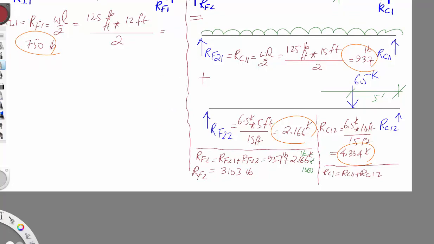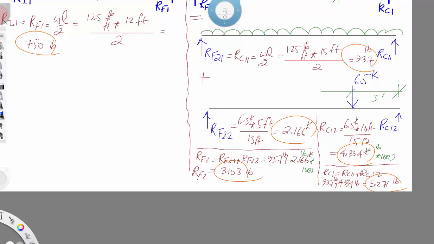So if you add up the numbers, now again you have 937 plus 4,334 pounds. Again, I converted this into pounds by multiplying it by 1,000. So the answer for this part is equal to 5,271 pounds. So these are the new values I have.